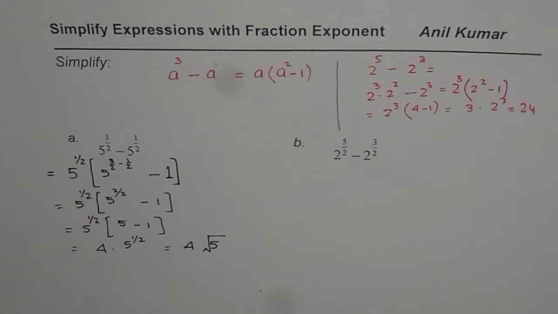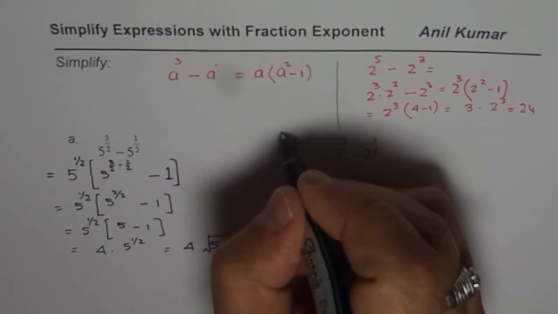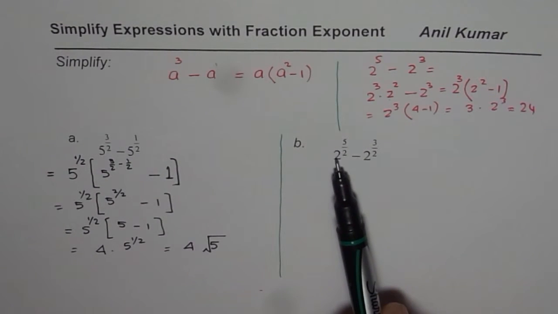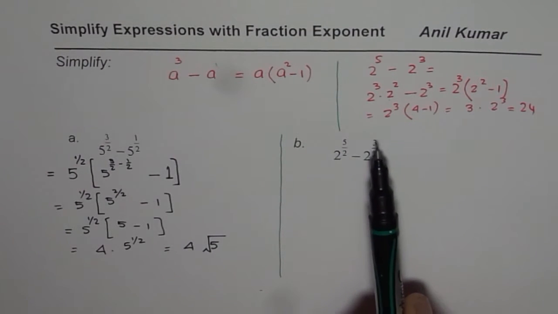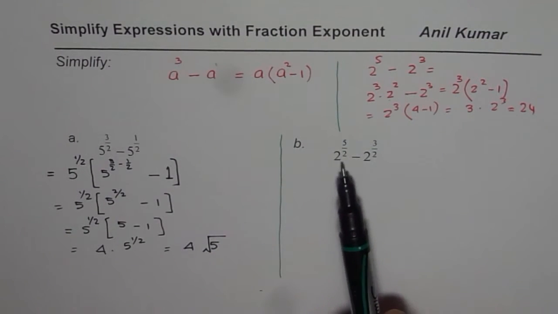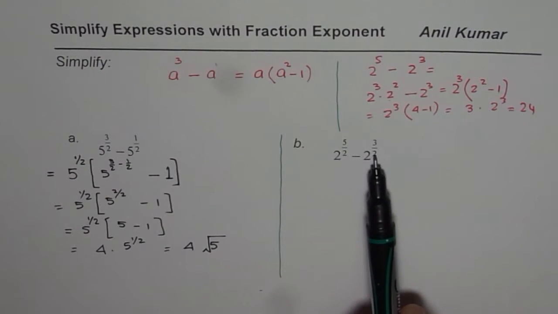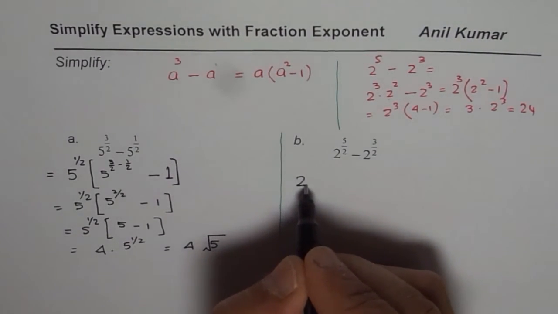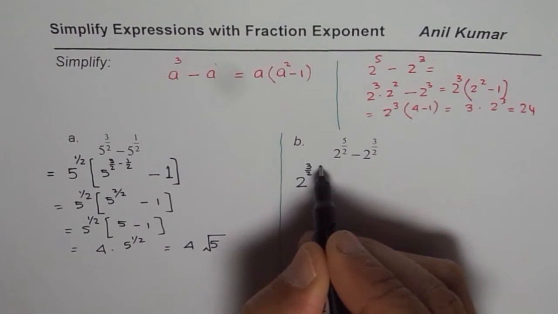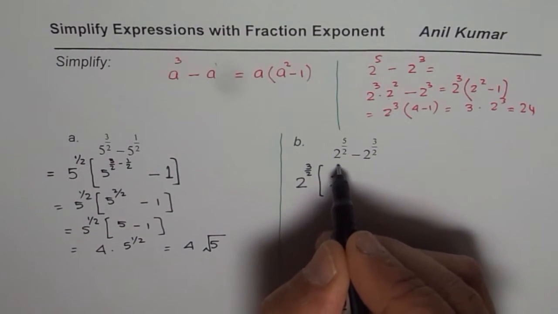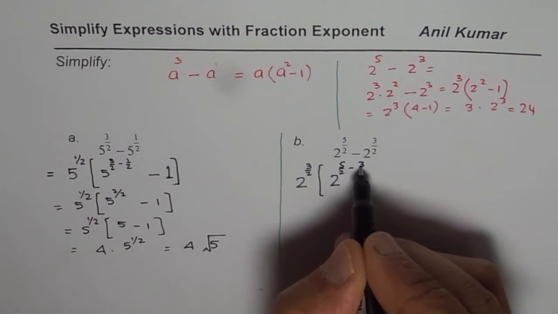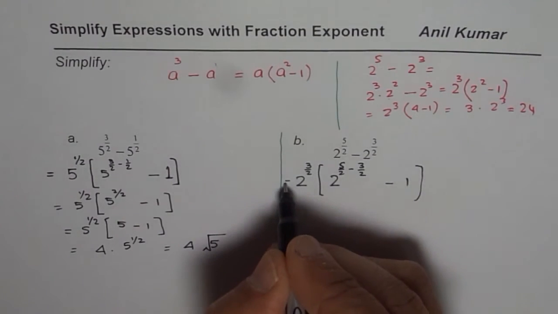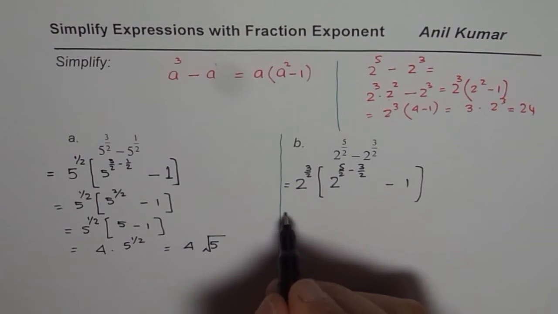Okay, we'll adopt the same method and do one more question. I hope that will make things absolutely clear. Now this time we have 2 to the power of 5 over 2 minus 2 to the power of 3 over 2. Now which one is smaller? This is 5 halves, this is 3 halves, so this is smaller. So we'll factor out 2 to the power of 3 over 2. What remains is 2 to the power of 5 over 2 minus 3 over 2, and minus 1, since we have already factored that term. So that is how we could factor this particular expression.